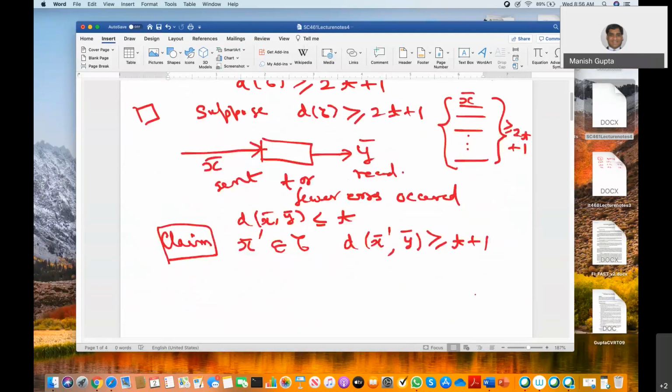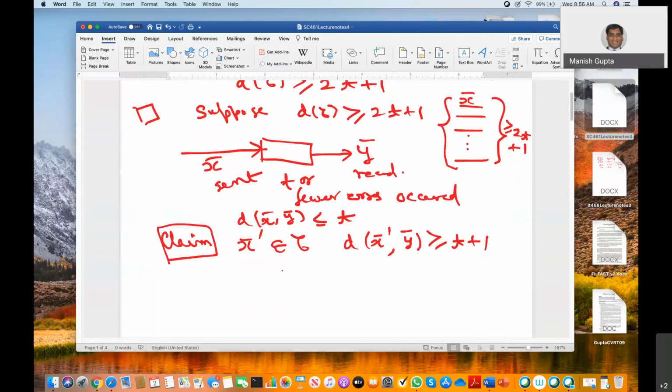This is more than T, because the distance between X comma Y is at most T, right? X is sent, Y is received. Now if we pick any other code word X prime, the distance between the received vector Y and any other code word is more than T, at least T plus 1. If we are able to show this, that means the least distance is between Y and X, and so X is the actual vector which was sent. So X is the decoding. By nearest distance decoding, we'll be able to decode the code word.